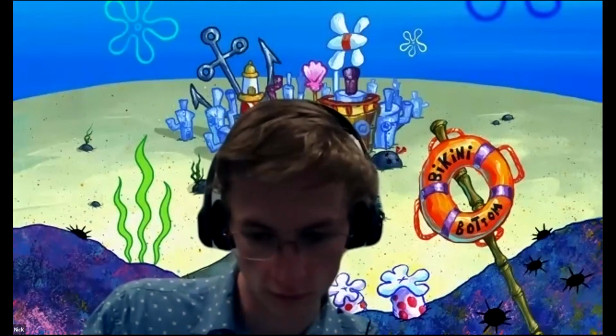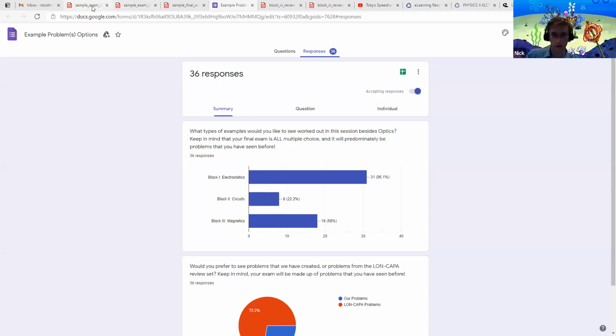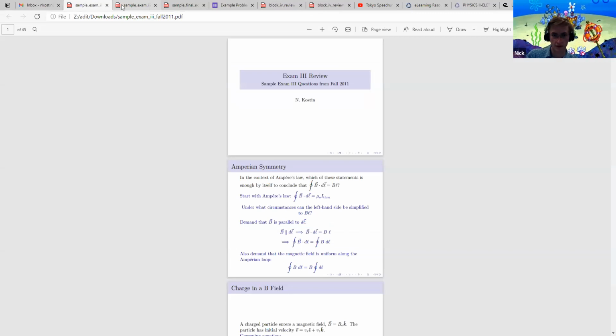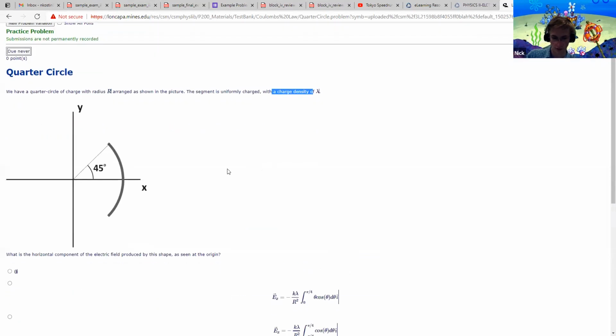I'm going to pull from, if I share my screen, cool, hopefully you guys can see that. I'm going to pull from the sample final exam questions, fall 2017, and the problem is called quarter circle. It says we have a quarter circle of charge with radius r arranged as shown in the picture. The segment is uniformly charged with a charge density of lambda.